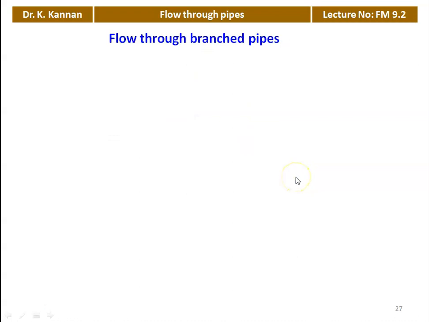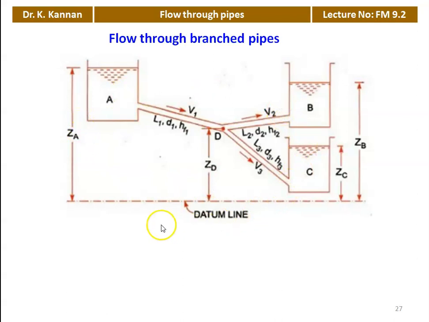Then flow through branched pipe. Look at the construction. We have different tanks A, B, C, and all the tanks are connected by a number of pipes. So here we have to use different equations to calculate the head loss. ZA is the height of the water level in tank A. ZD is the height at the point D. ZC is the height of the water level in tank C. And ZB is the height of the water level in tank B. And we have different parameters: V1 velocity, L1 length, D1 diameter, HF1 is the head loss due to friction in pipe 1, and similarly for pipe 2 and pipe 3. And we have a common datum from where we measure the datum head.